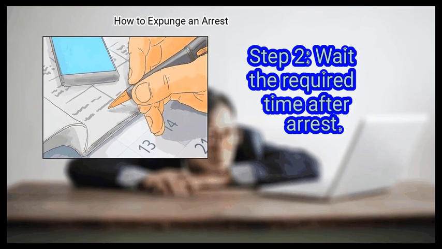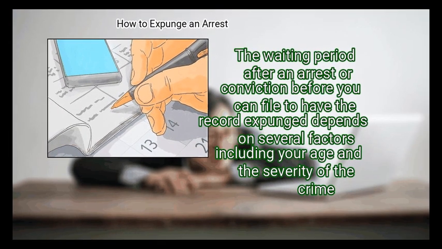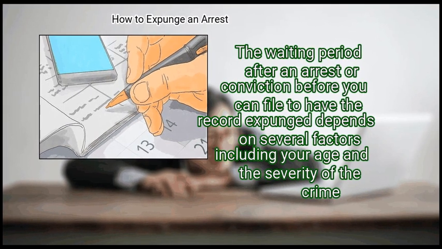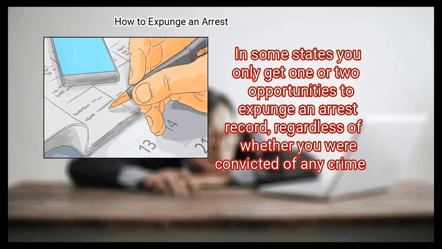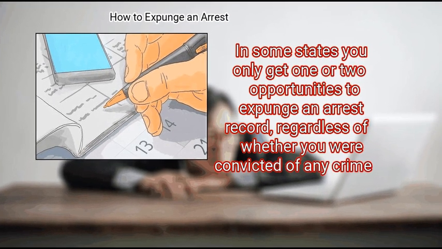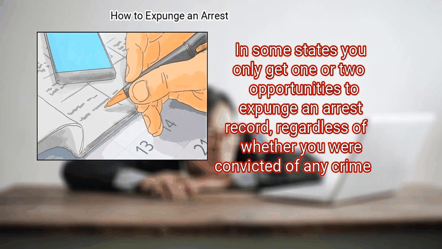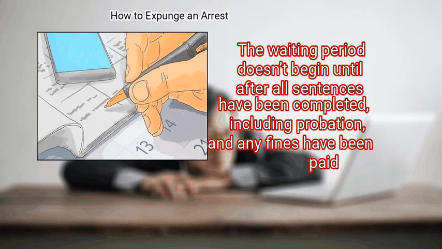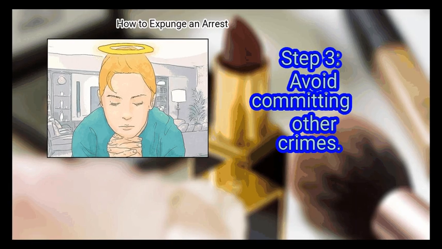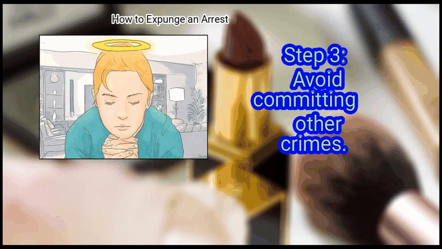Step 2. Wait the required time after arrest. The waiting period after an arrest or conviction before you can file to have the record expunged depends on several factors including your age and the severity of the crime. In some states you only get 1 or 2 opportunities to expunge an arrest record, regardless of whether you were convicted of any crime. The waiting period doesn't begin until after all sentences have been completed, including probation, and any fines have been paid.